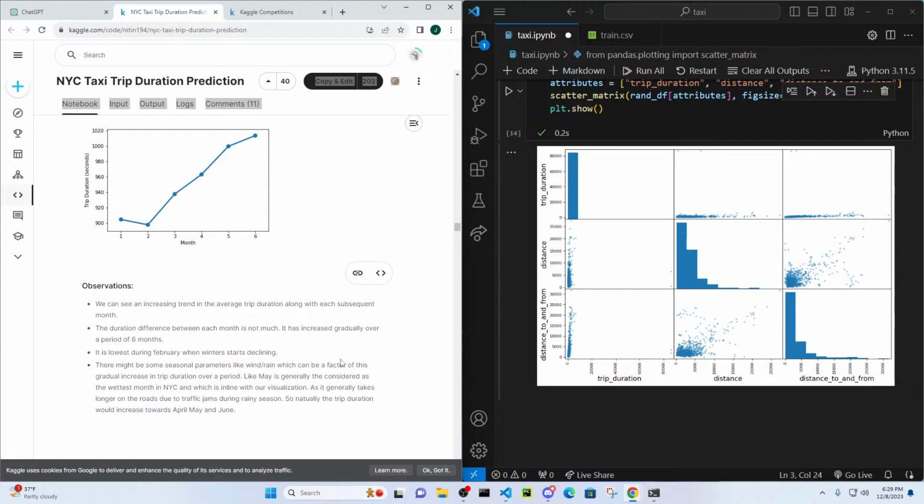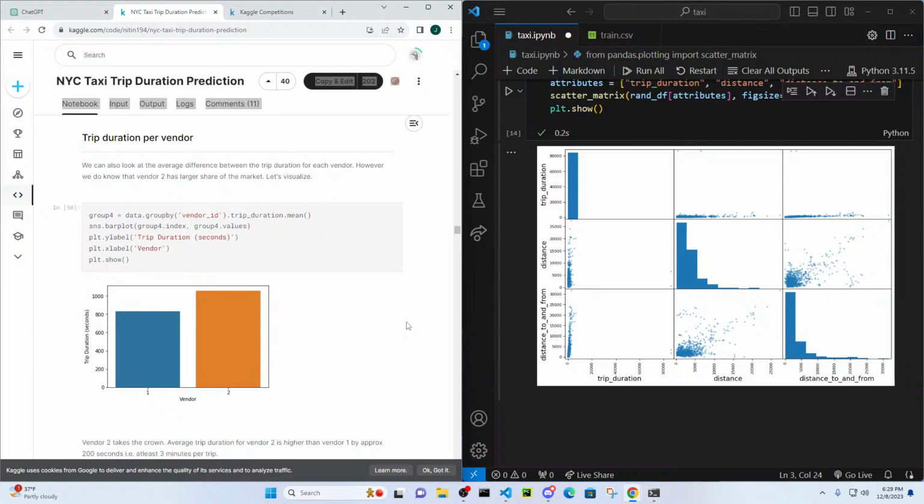Like May is generally considered the wettest month in New York City, which is in line with our visualization, as it generally takes longer on the roads due to traffic jams during rainy seasons, car accidents, that sort of thing. So naturally the trip duration would increase towards April, May, June. Yeah, so spring.